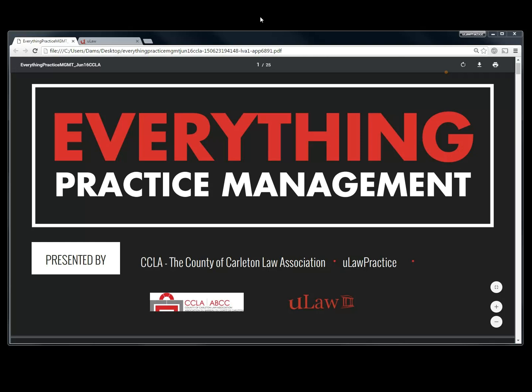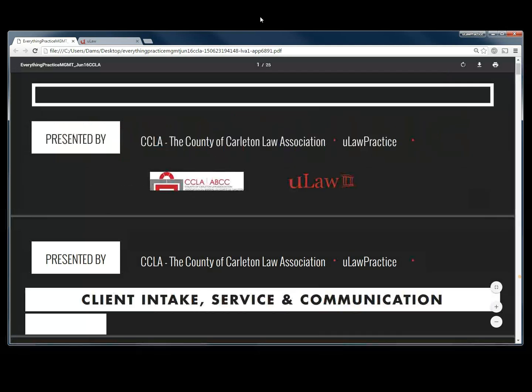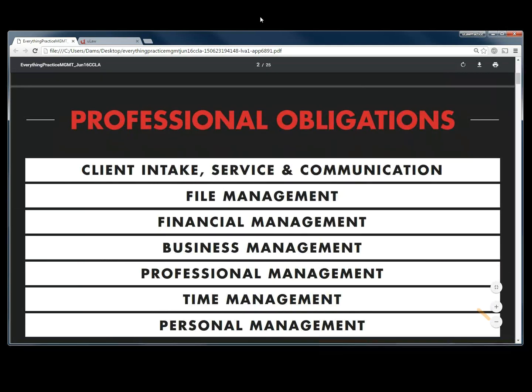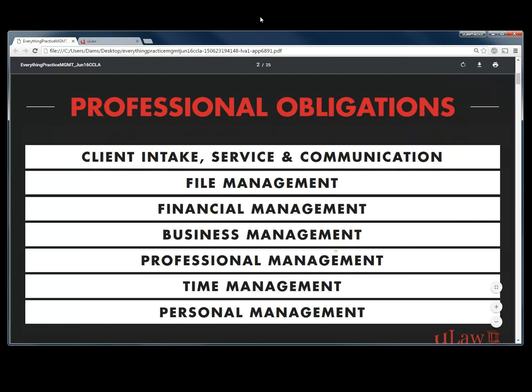What we will be covering here in Everything Practice Management is topics in the range of client intake, service, and communication. We'll be talking about file management. We'll be using our software in conjunction just to explain how file management can be done. We'll talk about financial management. We'll talk about business management, professional management, time management, and personal management. These are some of the top-level areas that we'll be covering, and we'll also get into details about how software in general can help a legal practice.